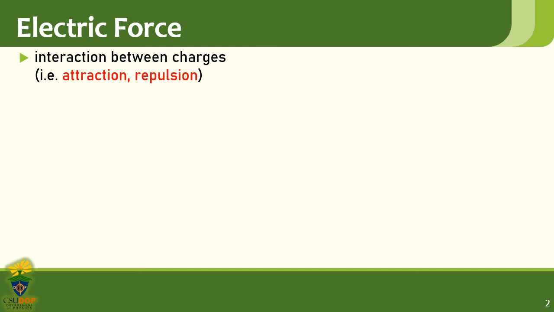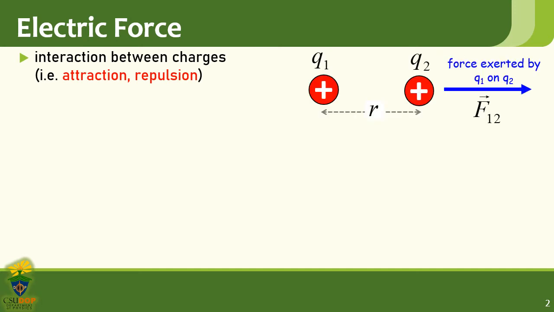A positive charge Q1 will push away another positive charge Q2, and the interaction is mutual, which means that Q2 will also push Q1 away. And by Newton's third law of motion, these two forces are equal in magnitude but opposite in direction.